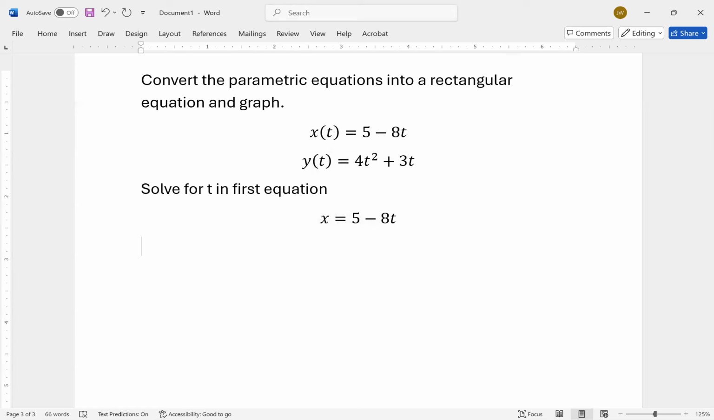and then solve for t. So we're going to subtract 5 from both sides. And then divide by -8, or multiply times -1/8. We get -1/8 times x plus 5/8 is equal to t. And then we can plug in that expression in for t into the second equation.